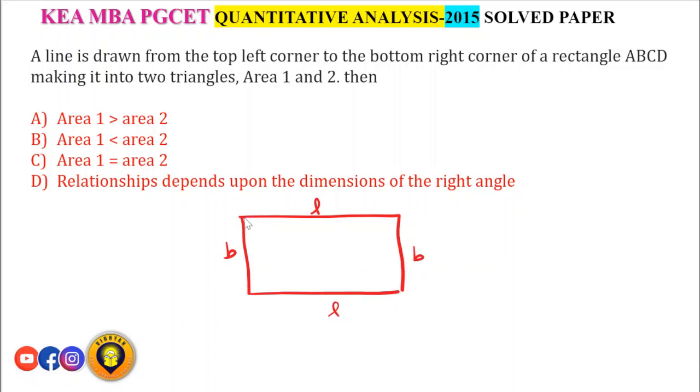When a line is drawn from the top left corner to the bottom right corner of a rectangle, you will get two triangles, that is 1 and 2. Now what will be the area of these two triangles? See, the lengths, both are equal. This L and L are equal, B and B are equal, so they are equal triangles. Therefore the areas of these two triangles will be equal. So the answer is option C, area 1 is equal to area 2.